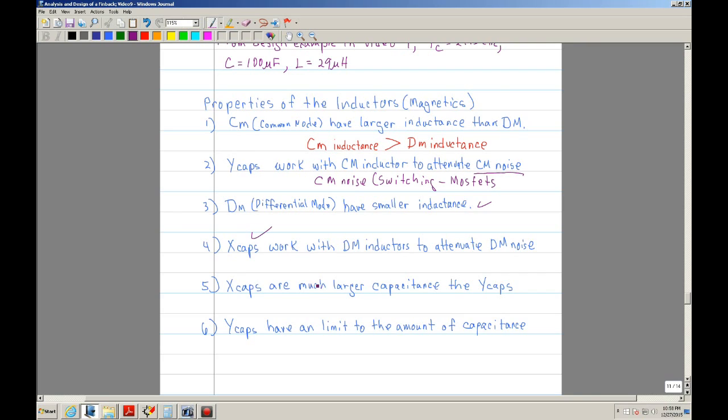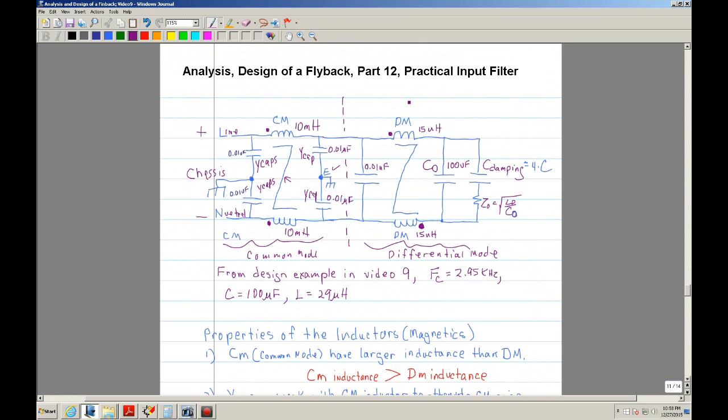What is the X cap? It works with the DM coil to attenuate DM noise. So this is your differential mode inductor, and any capacitor that is connected between the line side and the neutral side, and not the chassis, just between these two, is called an X cap. That would be an X cap, and this can perhaps be considered an X cap. It's more really a damping capacitor, and I'll explain that a little bit further. And I also have another X cap over here.